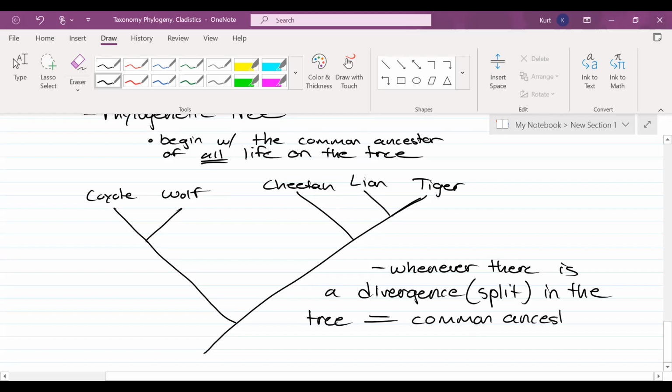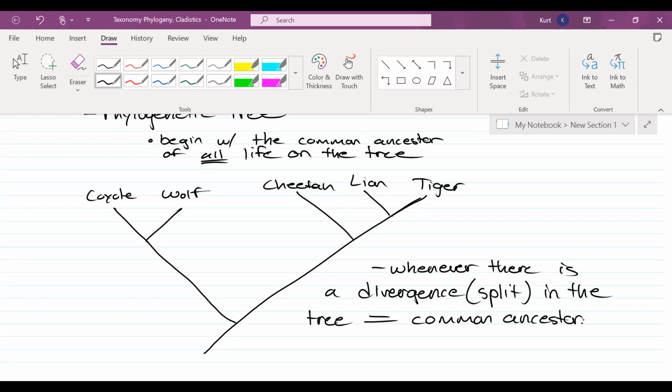I may be wrong on this, but there's a difference between number of branches and number of splits. I think that might be something where there's some confusion. I'm not saying the number of branches is a common ancestor. Each time I'm saying where the branch split. If I have two branches, how many splits are there? Right.